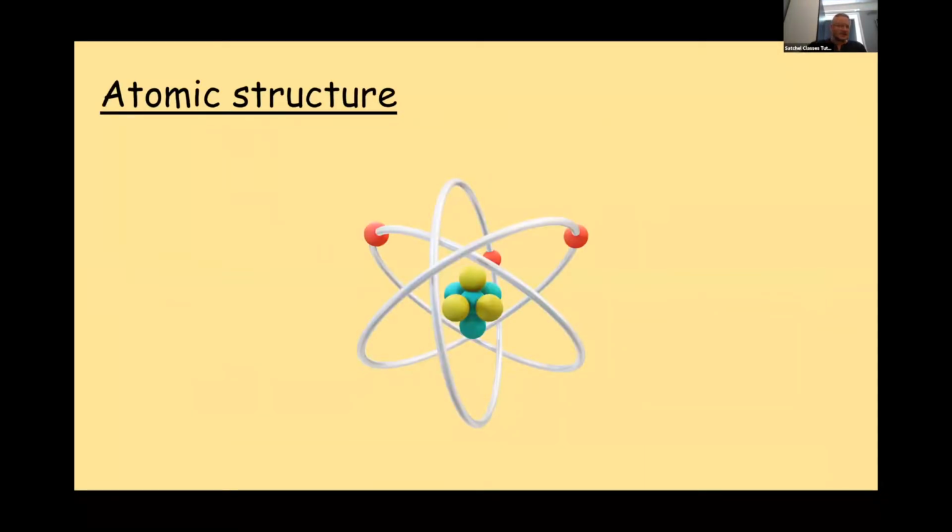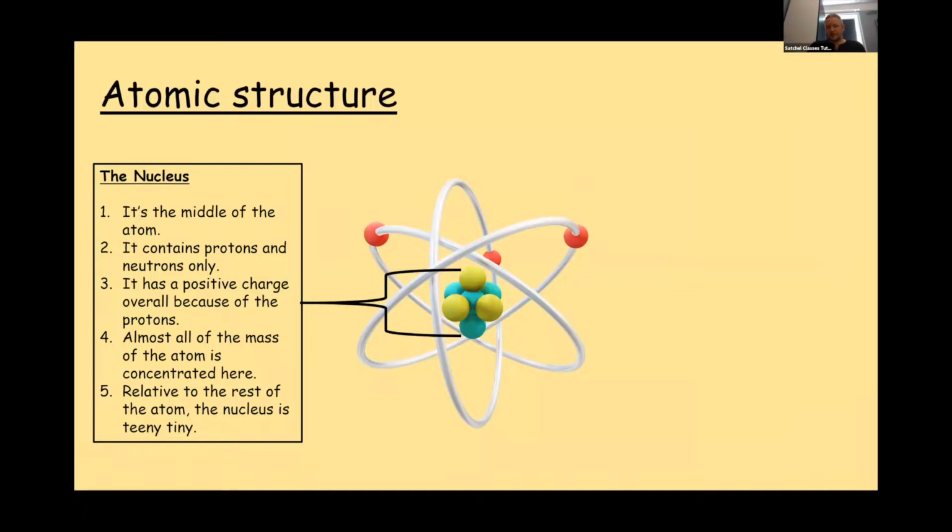So, atomic structure, the actual structure inside the atom. What we've got here is a 3D model of what we expect to see inside an atom. This is the nucleus. It's the central part of the atom. It contains particles called protons and neutrons, and they're the only things in the nucleus. It has a positive charge overall because the protons are positively charged. Neutrons have zero charge. That means that central region of the atom has a positive charge overall.